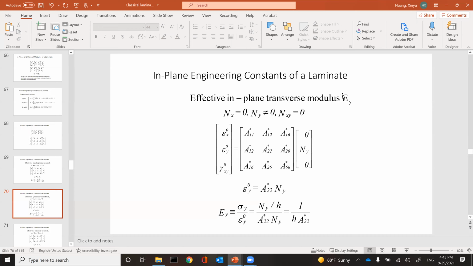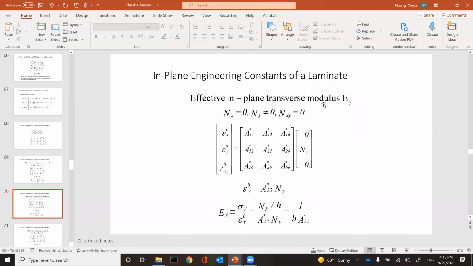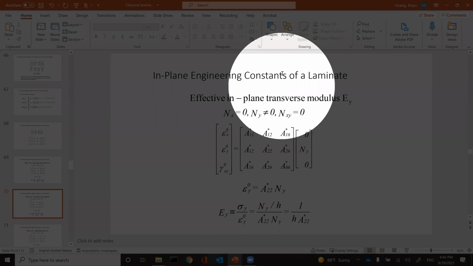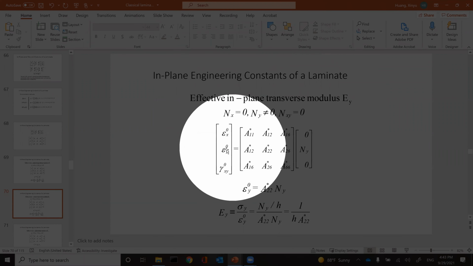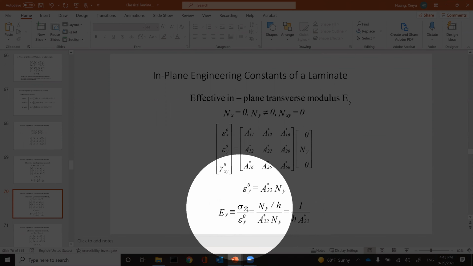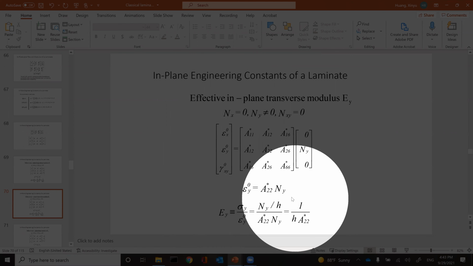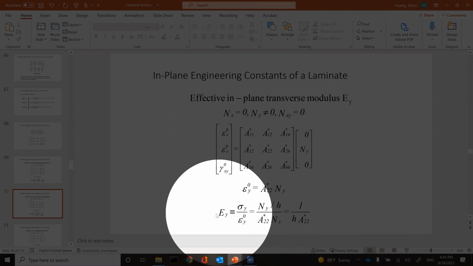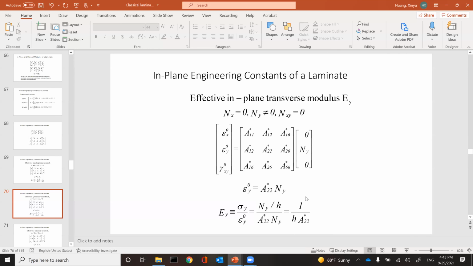Similarly, you can calculate other things. You can calculate EY. If you do an imaginary experiment, you apply tension in the y direction only, no shear, no x load, and you calculate the y direction strain that equals this. And then you can calculate the equivalent Young's modulus. Again, this is your average stress. You calculate the equivalent Young's modulus equal to this. Okay.